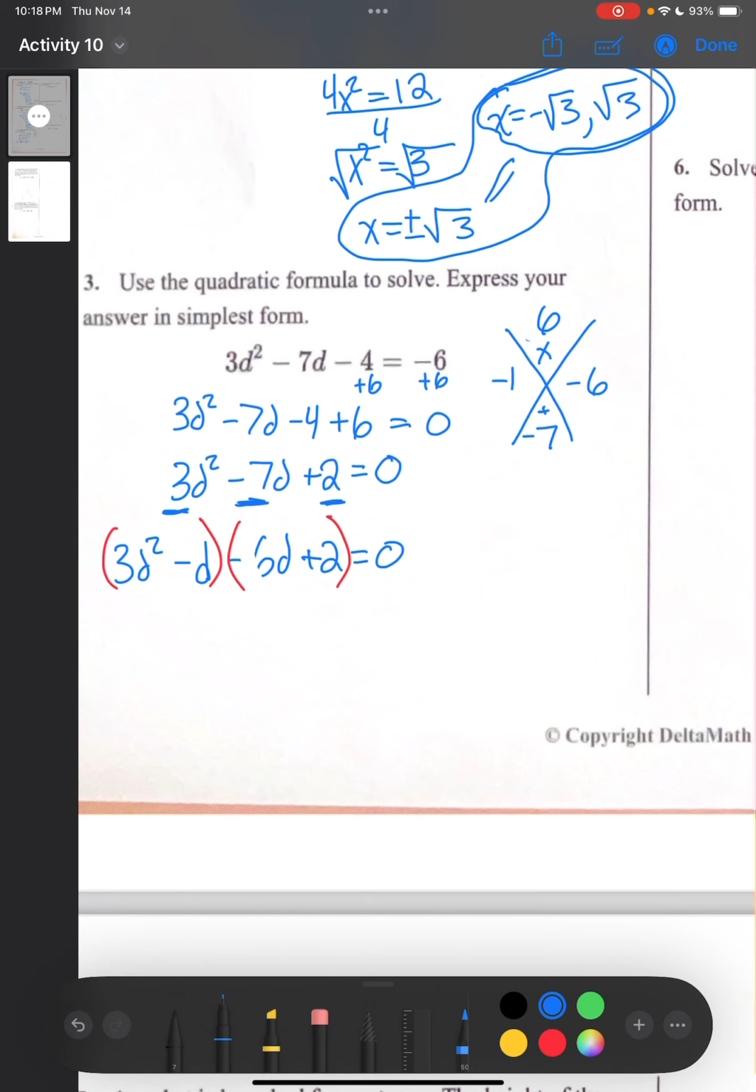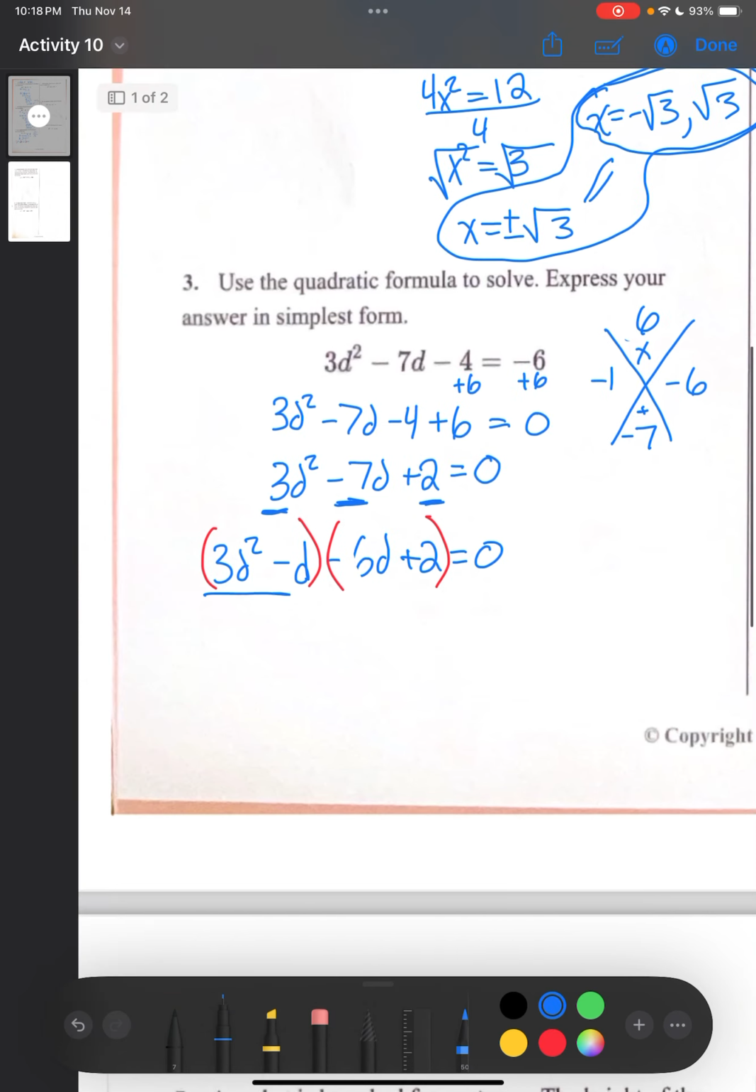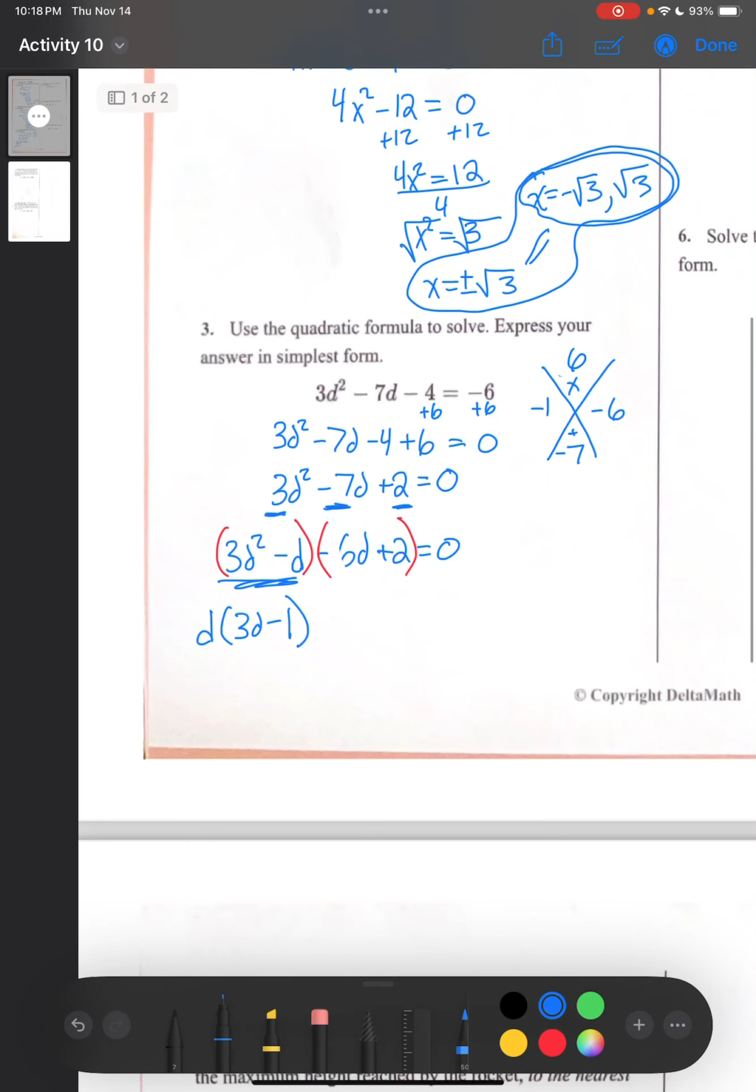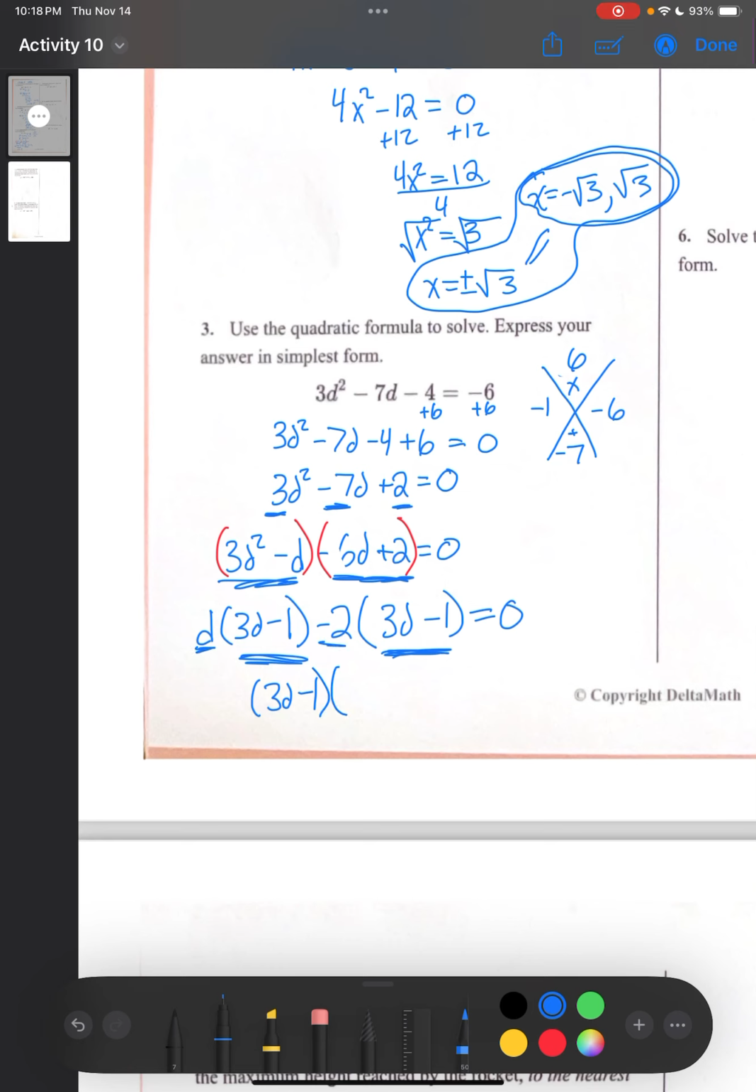So our next step is finding what these have in common. Let's start here. We can take d out of both of these, leaving 3d minus 1. Then we take out something these have in common, which would be a negative 2, because you can take negative 2 out of 6d. That gives you a positive 3d. And 2 divided by negative 2 is just negative 1, equals 0. I did that because then you can see that we get 3d minus 1 in both. So we leave that 3d minus 1 times what we have left, d minus 2.